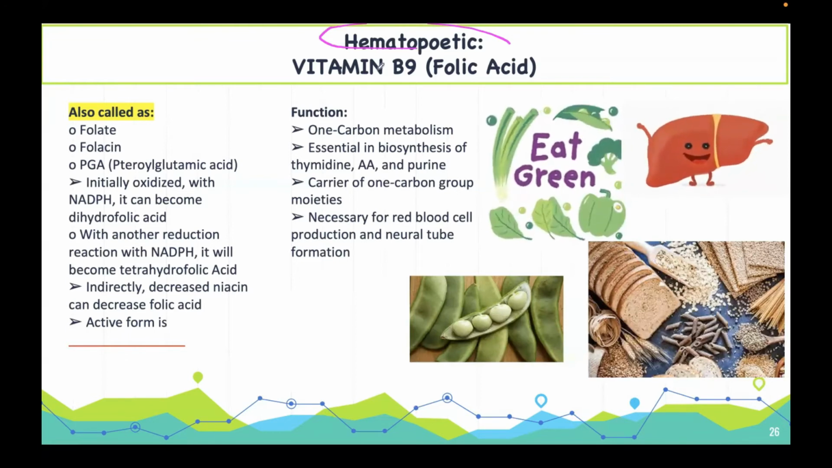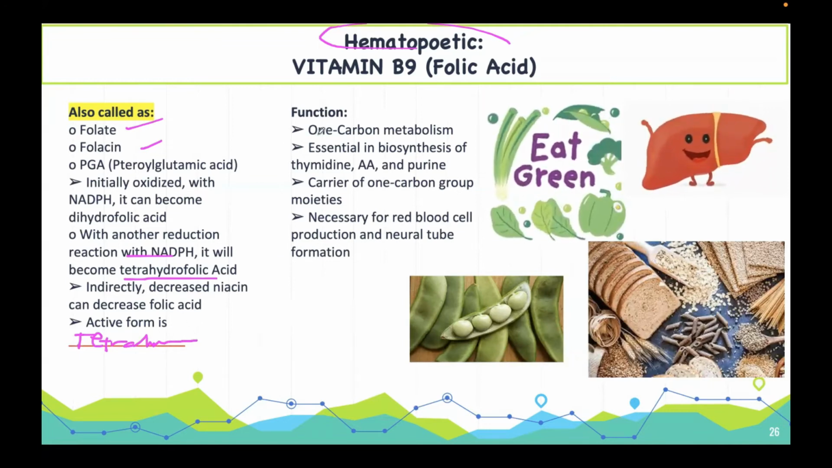It is also called your folate, your folacin, or your PGA. Initially oxidized with your NADPH, it can become dihydrofolic acid. And with another reduction reaction with your NADPH, it will become tetrahydrofolic acid. Indirectly, decreased niacin can decrease your folic acid. So, ang active form ni ating vitamin B9, yun yung tinatawag natin na tetrahydrofolic. Ito siya. Tetrahydrofolate. Again, the active form is what we call your tetrahydrofolate.